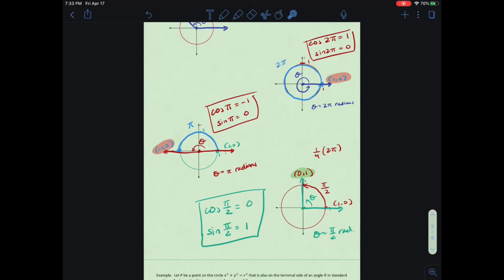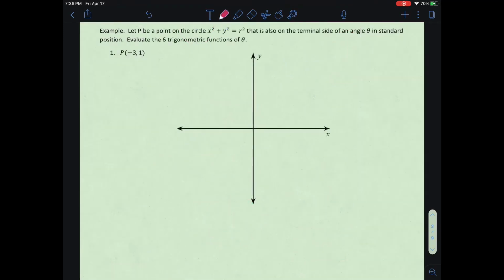that is created, and how the x coordinate corresponds to cosine of the angle, and the y coordinate corresponds to sine of the angle. And so this idea is something we're going to be using quite a bit throughout this unit.